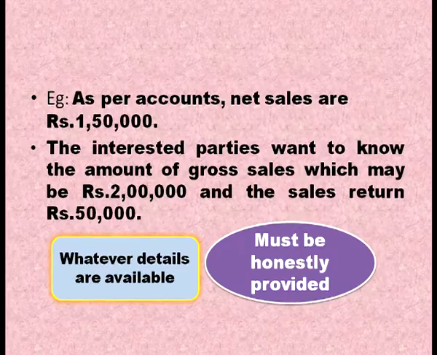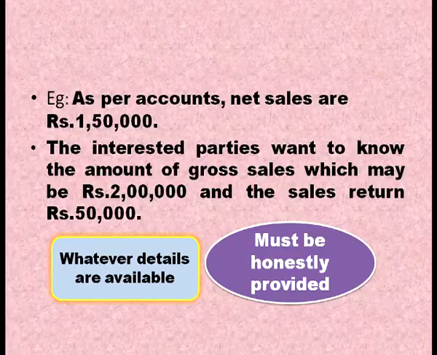For example, as per accounts, if net sales are shown for rupees 1,50,000 and the users want to identify what the gross sales are, then this should be disclosed in the accounts. The interested parties want to know the amount of gross sales, which may be 2 lakh, and sales returns of rupees 50,000. Usually we prepare the sales with sales returns in the inner column, and then in the outer column net sales will be disclosed. That is because of the full disclosure principle.